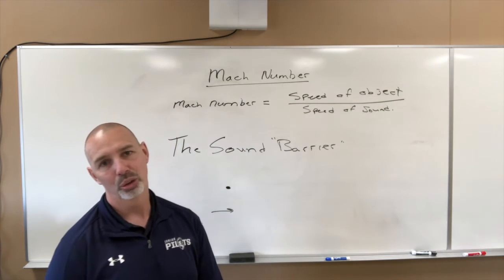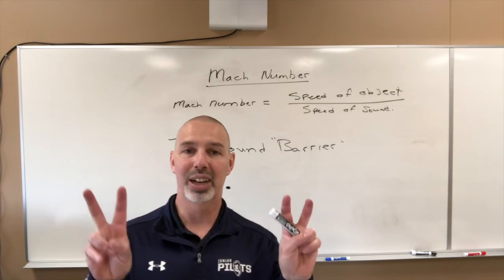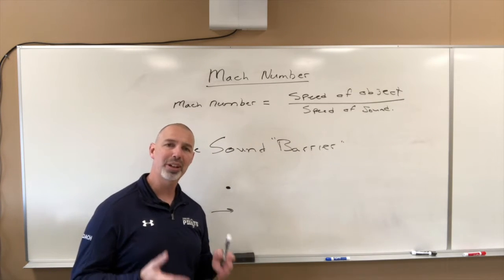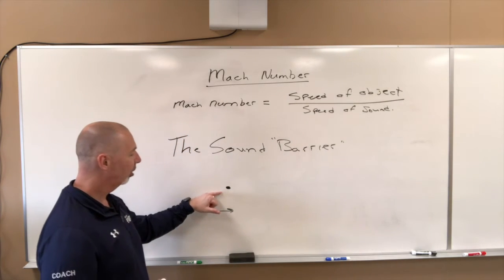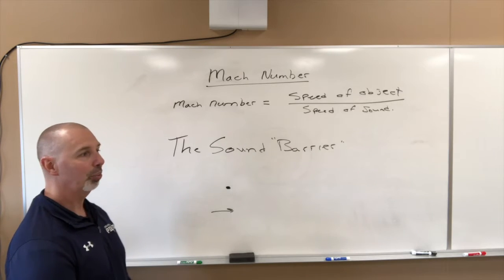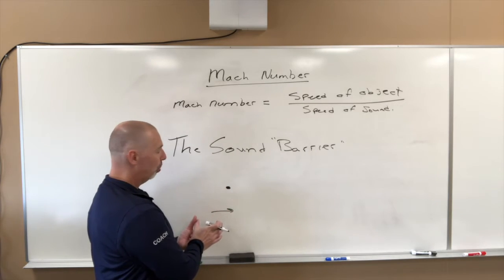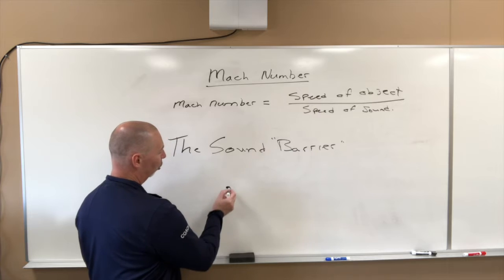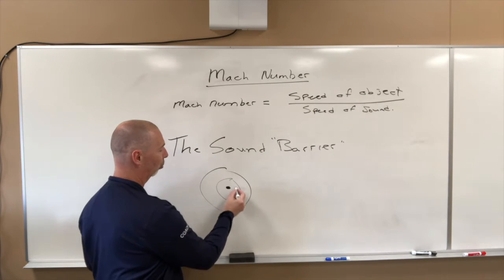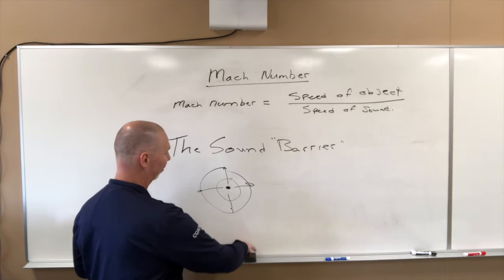Now, when you travel faster than the speed of sound, something happens. You cross what's called the sound barrier. Now, barrier is in quotes because it's not actually a barrier, but it acts like a barrier. So here I've got a dot, and this dot is traveling to the right at a speed that is approaching the speed of sound. And as it approaches the speed of sound, there's sound that is emitted off of this particle. If it was stationary, it would just be concentric circles traveling out in all directions from this point, right?